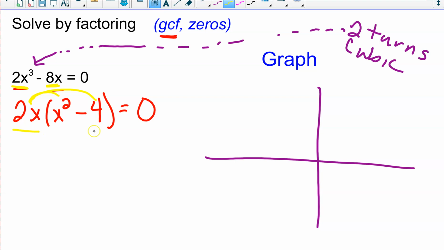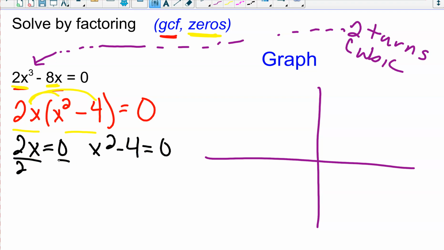And then I have factored form, so now I'm going to find the zeros. So I end up with 2x equals 0 and x squared minus 4 equals 0. So if I solve this, I'm going to divide by 2.